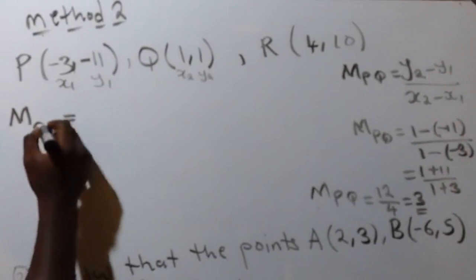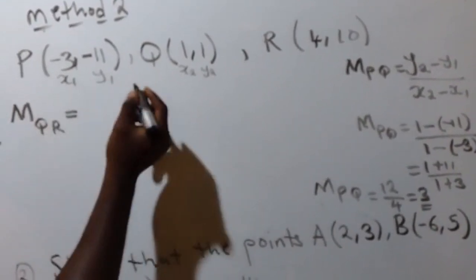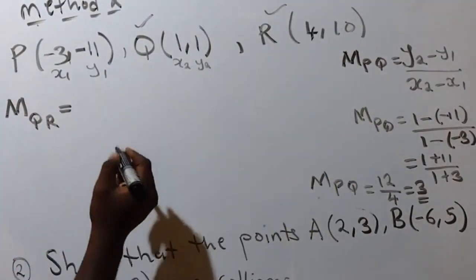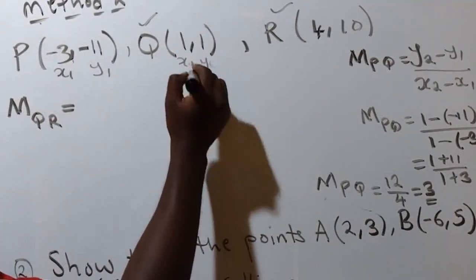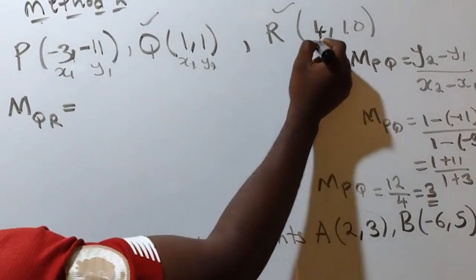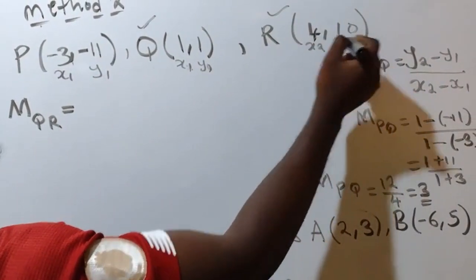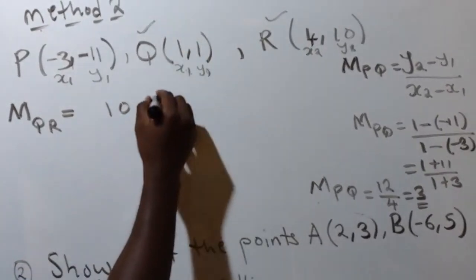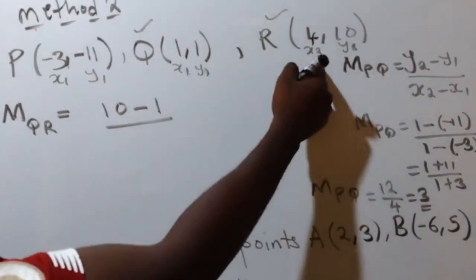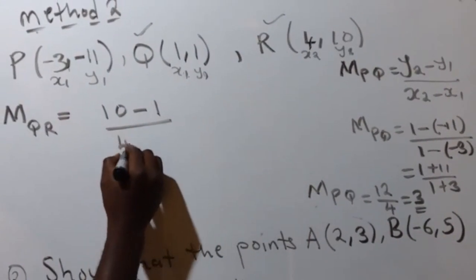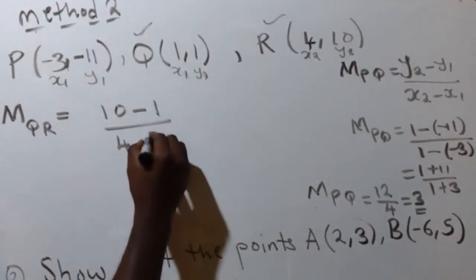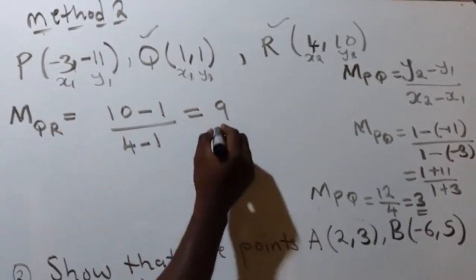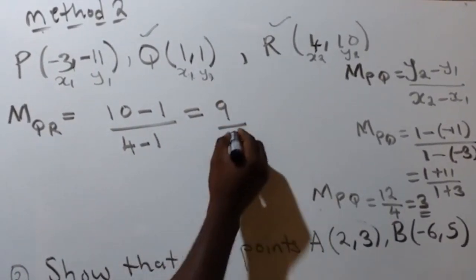Okay, so we understand the formula. So we are using this one here and this one. So this would be our x1, y1, x2, y2. So y2 is 10 minus y1 is 1, over x2 is what? 4 minus x1 is 1. So from here, 10 minus 1, it's a 9. Okay, 4 minus 1, it's what? A 3.